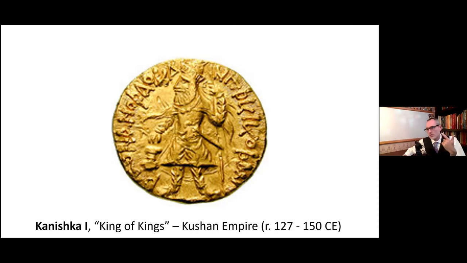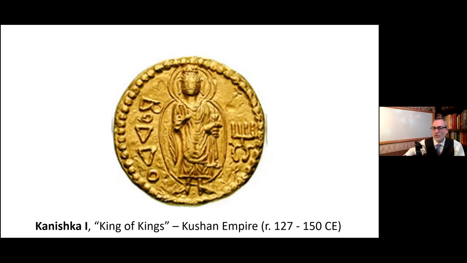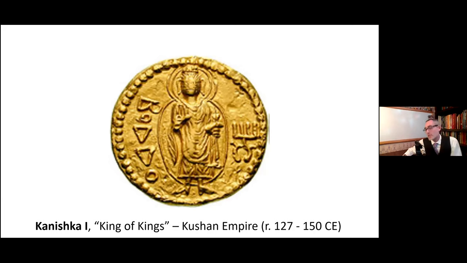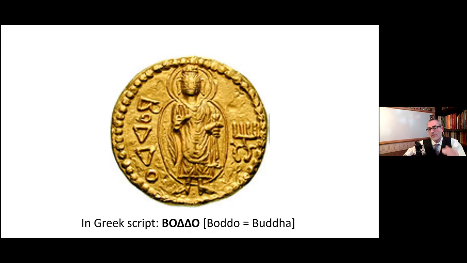And what's, of course, the most interesting thing about this coin is that when you turn it over, you have what is considered the oldest known image of a Buddha. In fact, it says in Greek script, Buddha. So nobody denies that that's a Buddha with the head halo, body halo, doing the mudra of fearlessness.